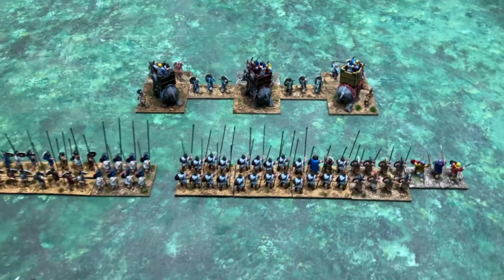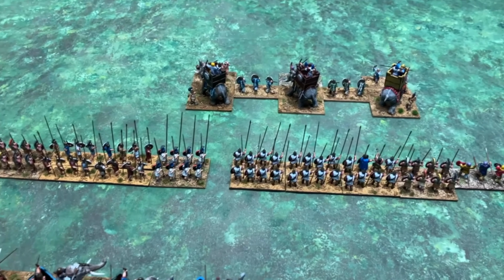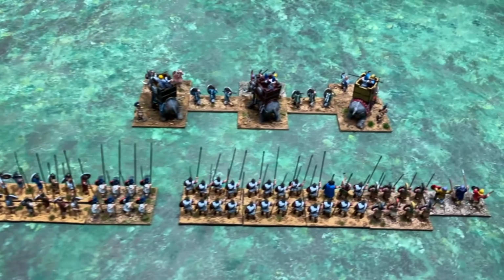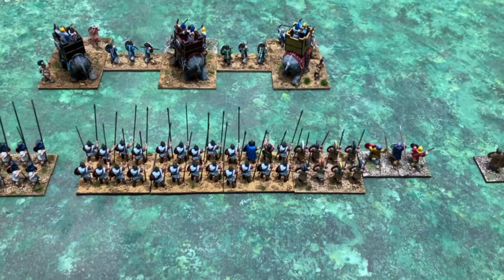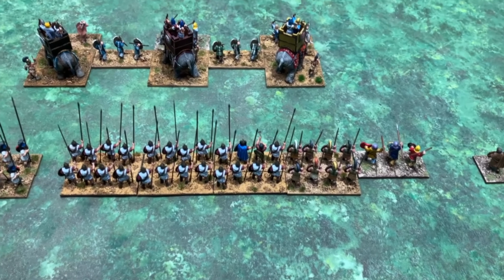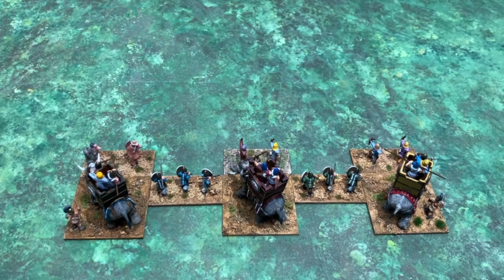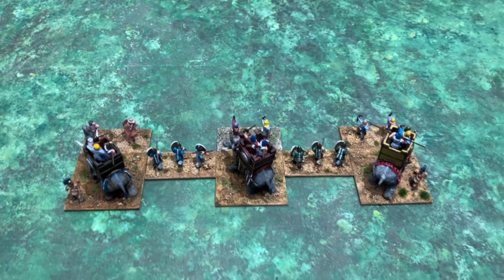The pike block in the center, now I have the command separated visually so that you can see the split. So we've got, for the right center command, a pike block, and that commander will also take charge of the forward elephant screen with light infantry support.